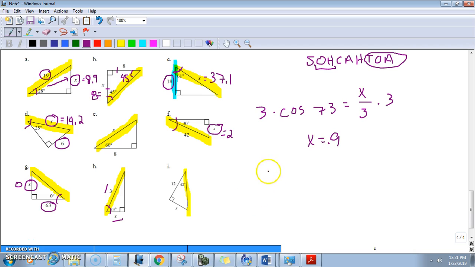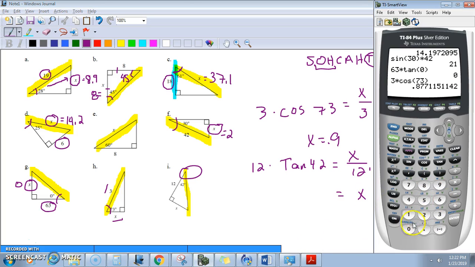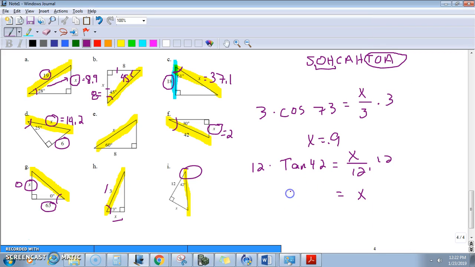That's cool. And then the bottom one, here's our angle. So we have the adjacent and the opposite. So you guys, we have tangent, and it's the opposite over the adjacent. So the tangent of 42 degrees is equal to x over 12. Oh, good, another number on the bottom, times 12 on each side. So x is equal to 12 times tangent of 42, 10.8. Cool.